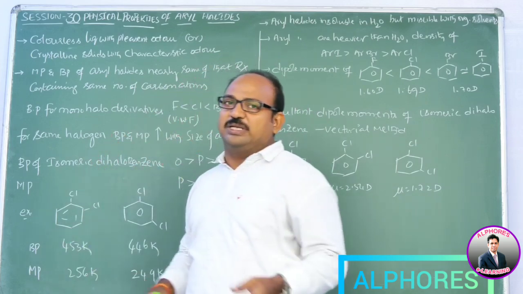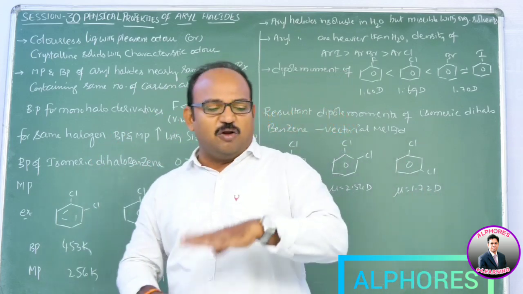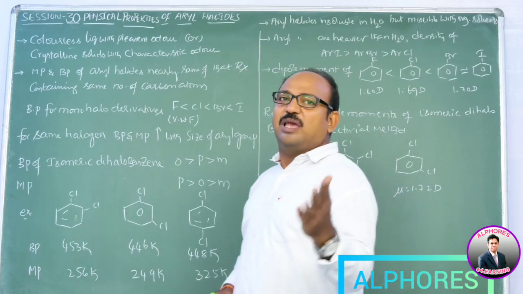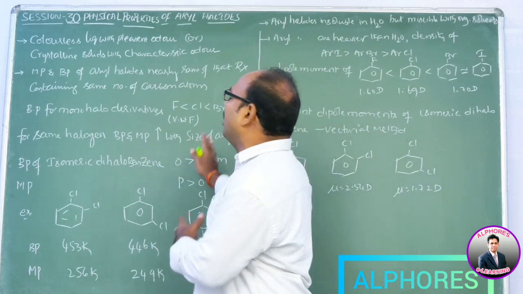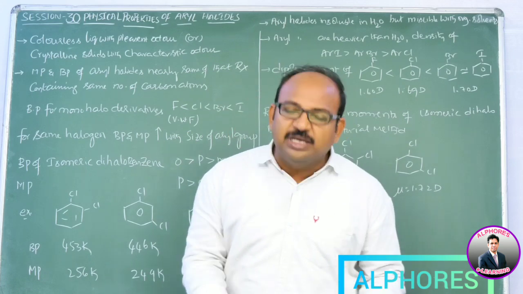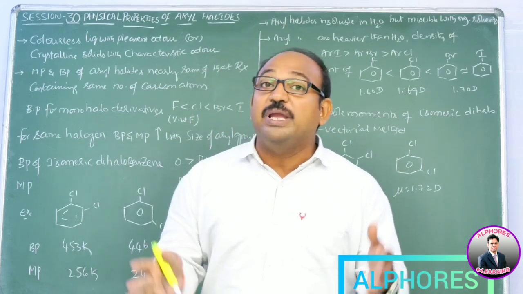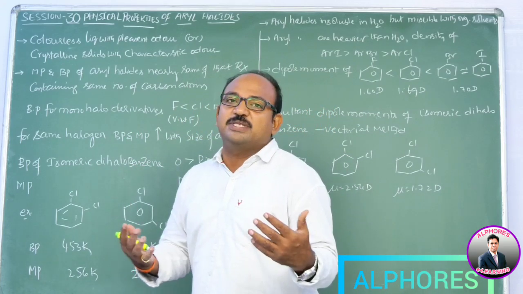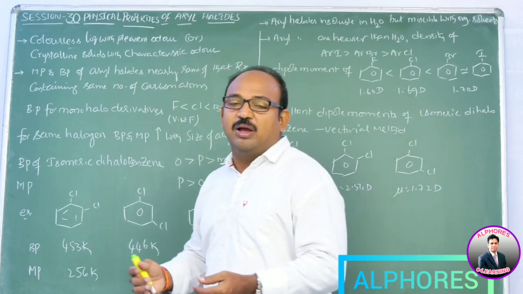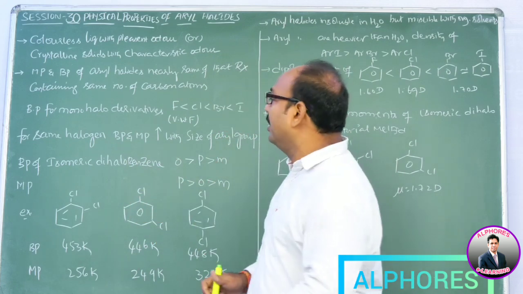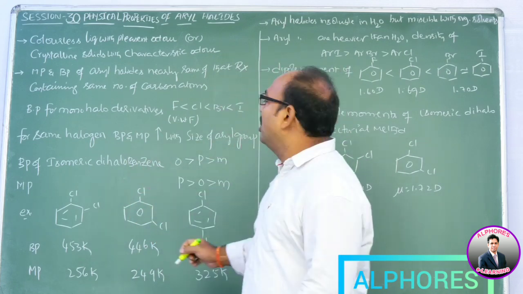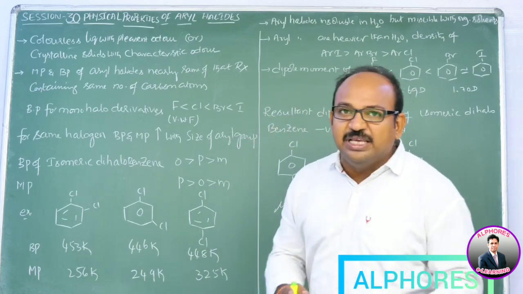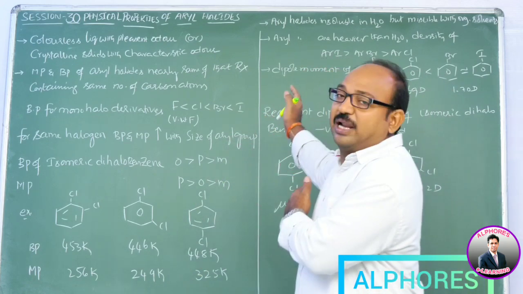For the same halogen, let us consider all fluorides or all chlorides, all bromides, all iodides, whatever it is, melting and boiling points increase with increase in size of the aryl group, or with increase in number of carbon atoms in the aromatic ring or side chain, whatever it may be. So for the same halogens, boiling point and melting point both increase with increase in size of the aryl group.